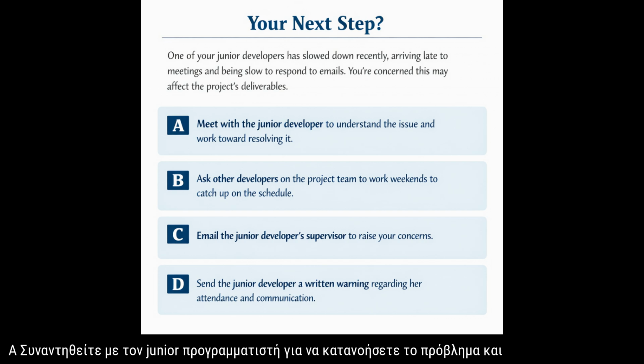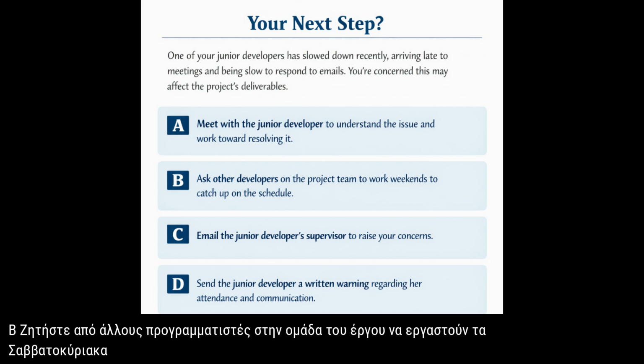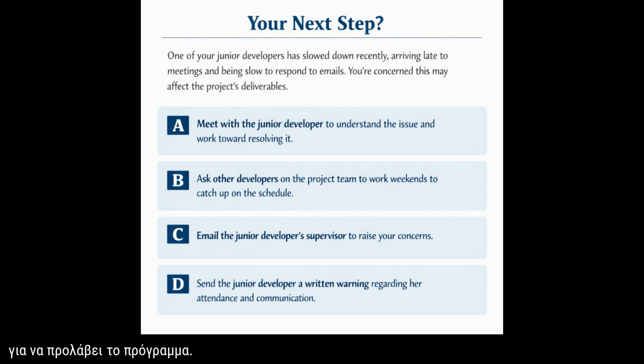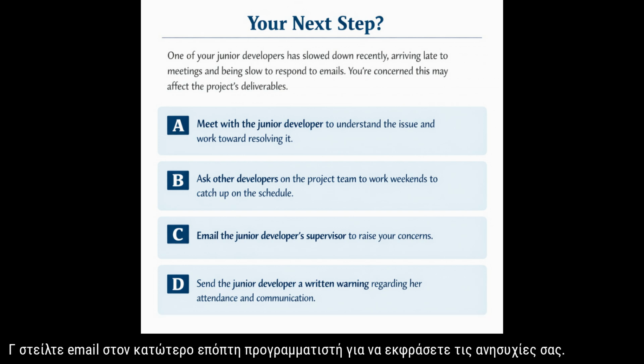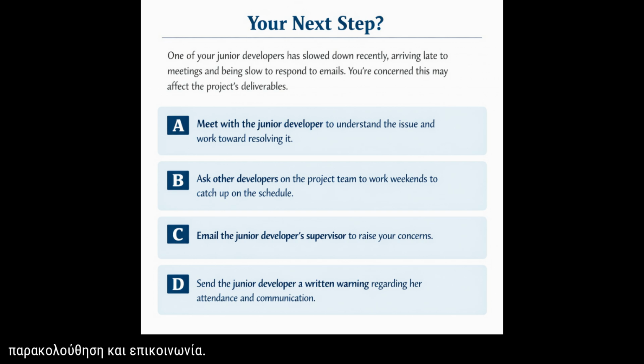A. Meet with the junior developer to understand the issue and work toward resolving it. B. Ask other developers on the project team to work weekends to catch up on the schedule. C. Email the junior developer's supervisor to raise your concerns. D. Send the junior developer a written warning regarding her attendance and communication.